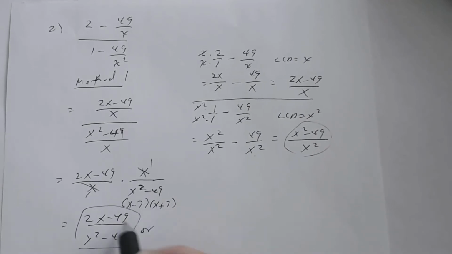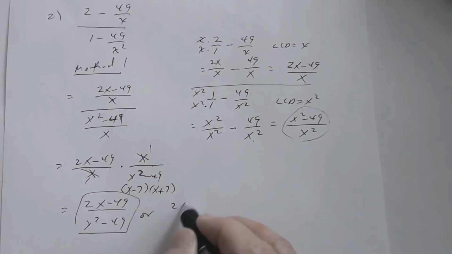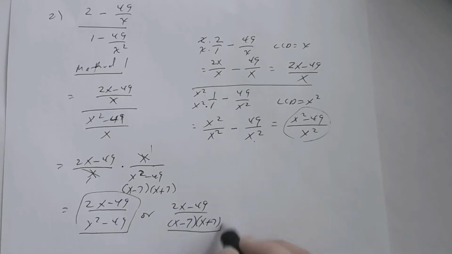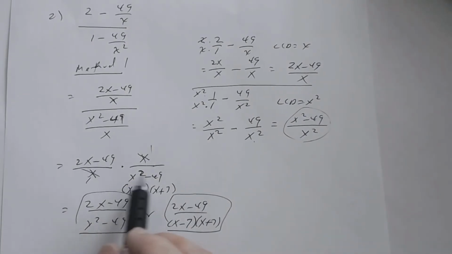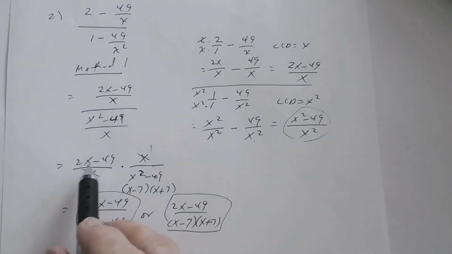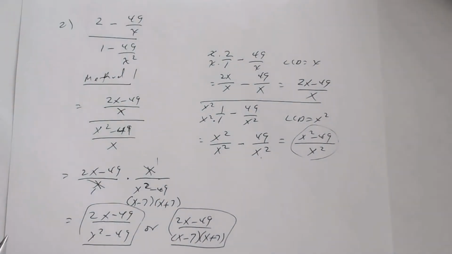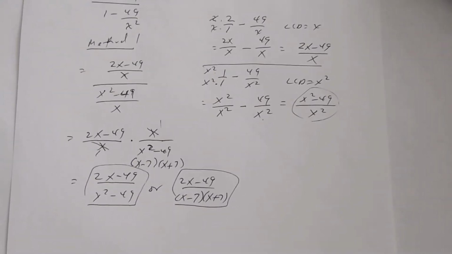Now if you want to write this in factored form, you can. It's just not going to help you to reduce any further though. So x minus 7, x plus 7. So that was a weird one because normally when you see a difference of two squares, probably one of those factors was going to reduce with something else, and it didn't. So this was a weird problem, but at least the x is divided out. All right. So that was method 1.